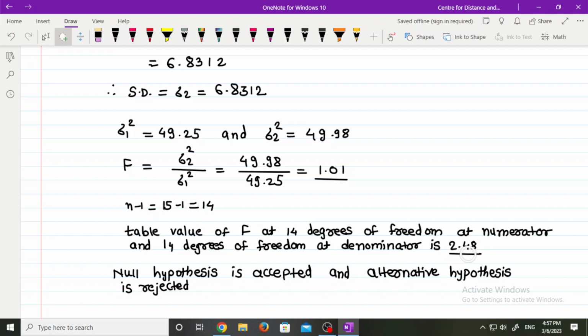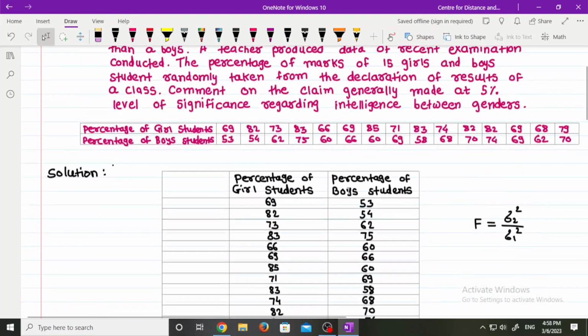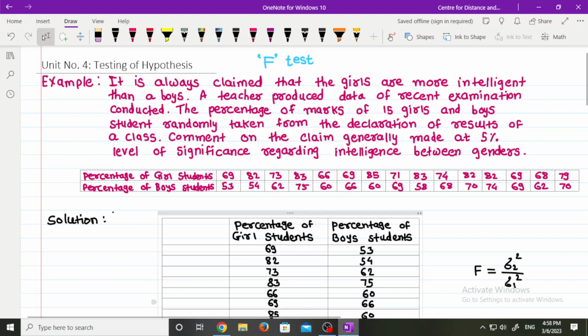So when we accept the null hypothesis and reject the alternative hypothesis, it means that the percentages of girl and boy students are drawn from the same population. I hope all of you understood this example. Thank you.